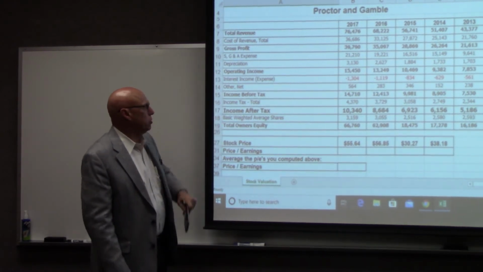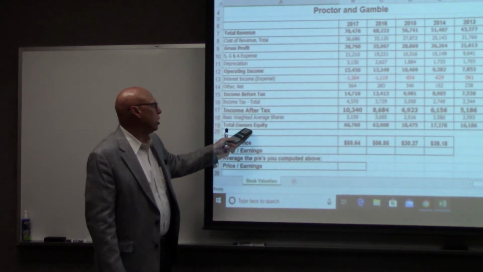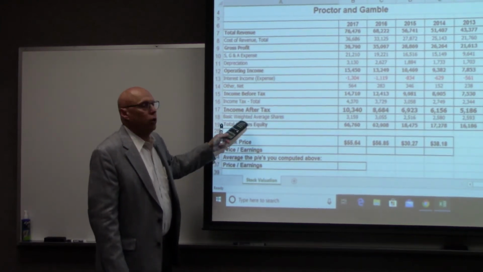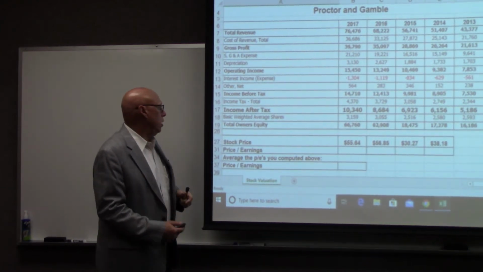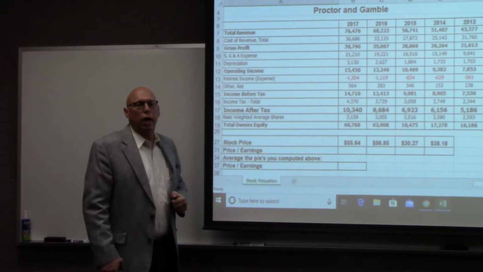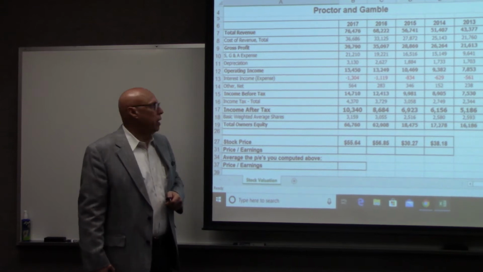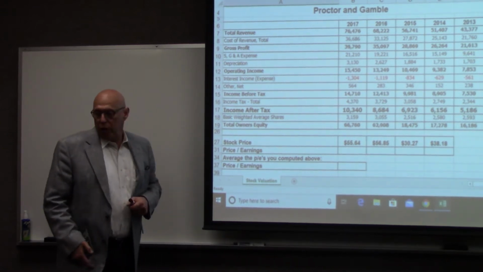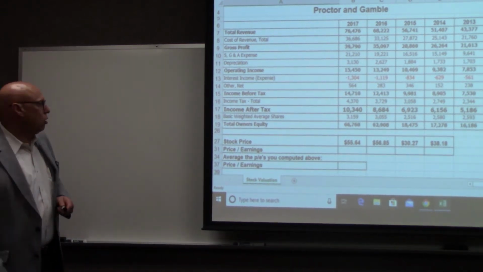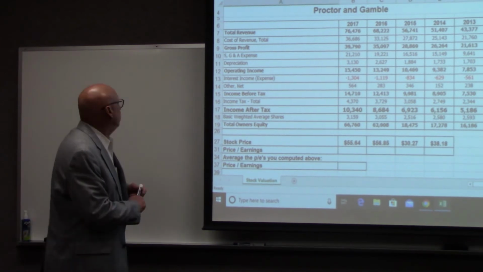Total owner's equity, that's our balance sheet. What will we use owner's equity to compute? Return on equity. And why will we compute return on equity? Because we're going to compute the sustainable growth rate. But let's do one thing at a time. Let's start by computing the PE.